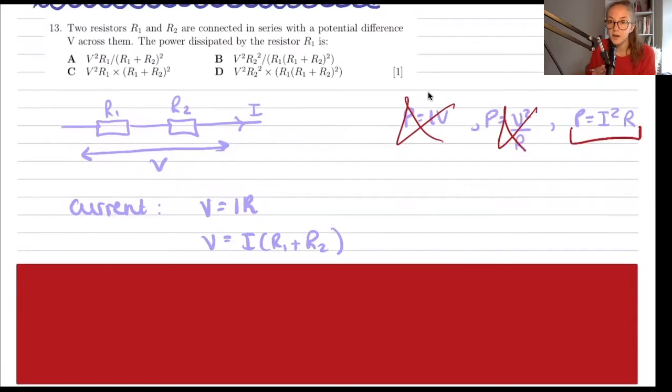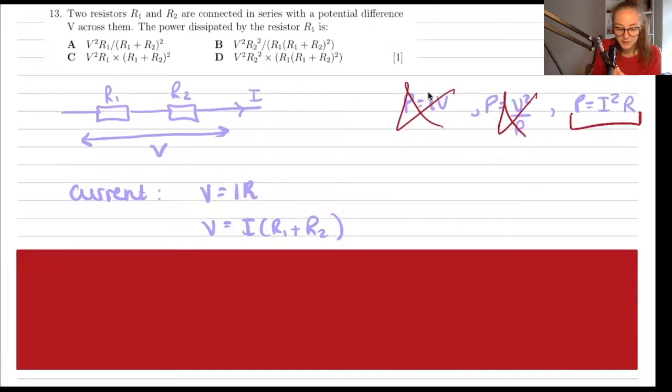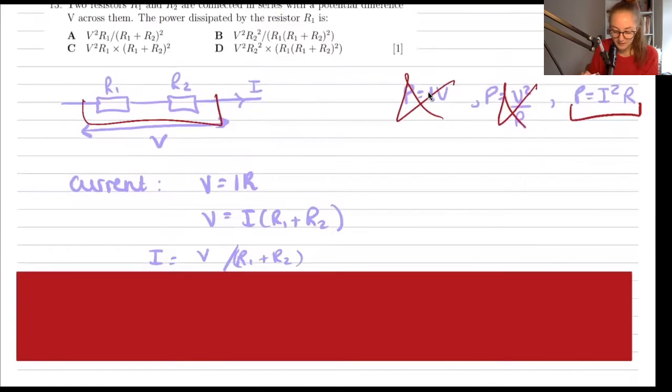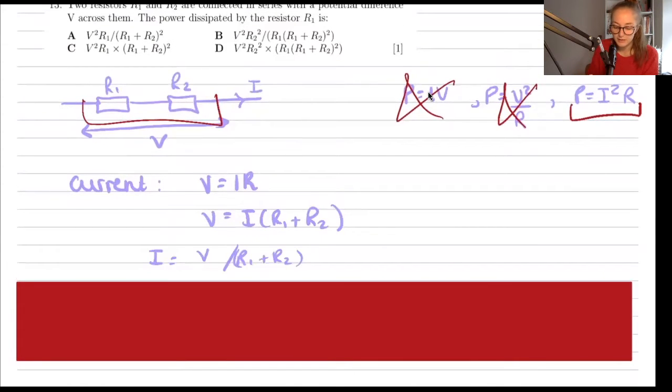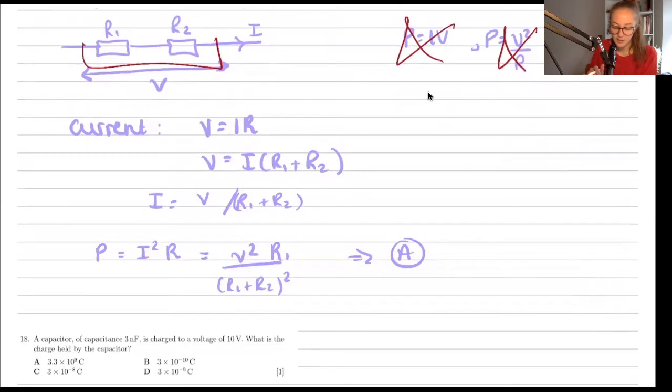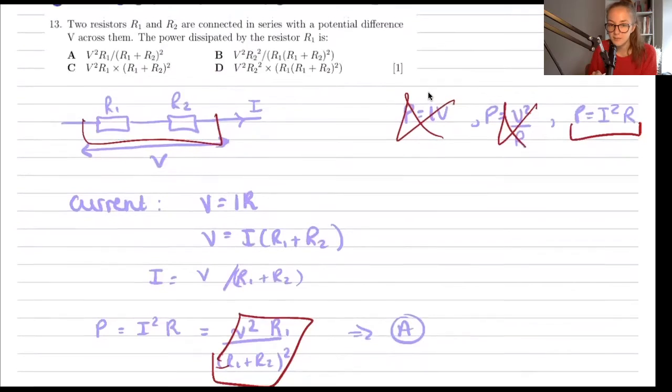So in order to find the current in the branch, we would use Ohm's law, V equals IR. We need the total resistance, which is R1 plus R2. If we multiply that by the unknown current, then we get the known voltage V. So if we rearrange that, we can get an expression for I as V over the sum of the resistors. Then we can just stick that I into P equals I squared R to get an expression for the power. And that answer is the same as A.